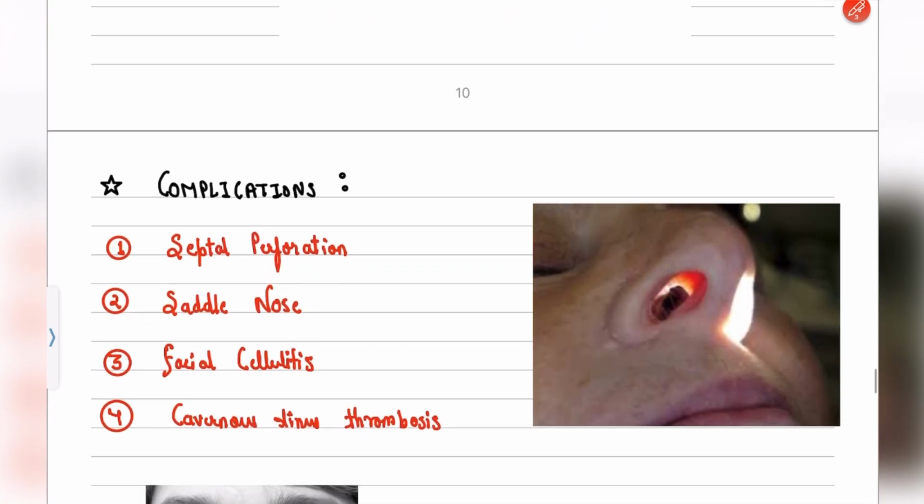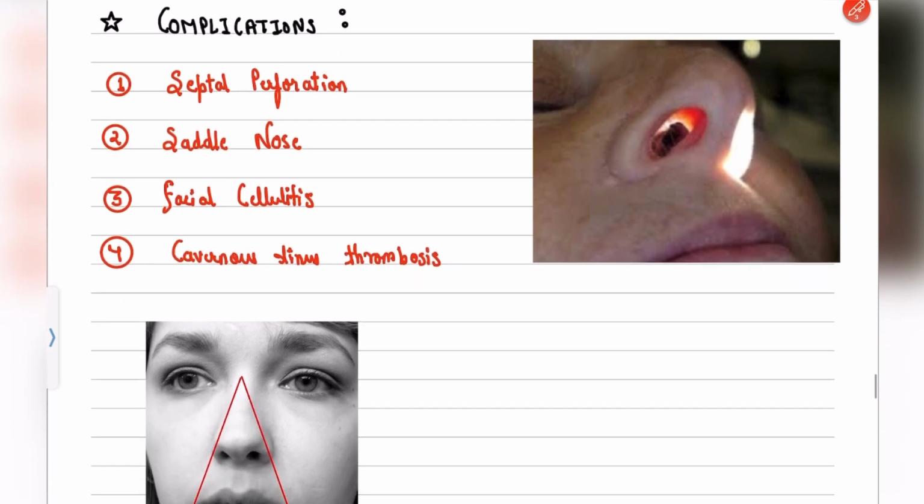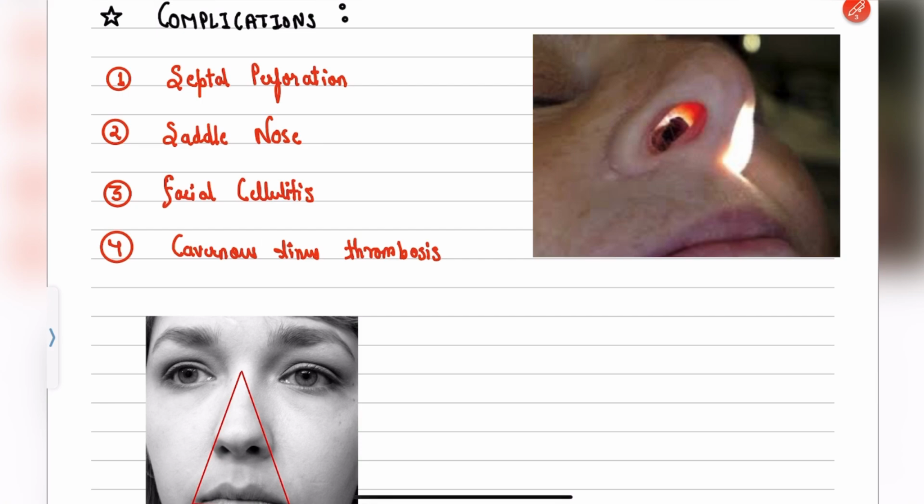Okay, what are the complications of septal abscess? Septal abscess is a very dangerous condition. It may lead to septal perforation due to death of chondrocytes and excessive necrosis, because the period of viability of cartilage is a mere 3 days, and after 3 days the cells start to die. Because of excessive septal perforation, the bridge of the nose may collapse, and because of this collapse, it will lead to a condition known as saddle nose.